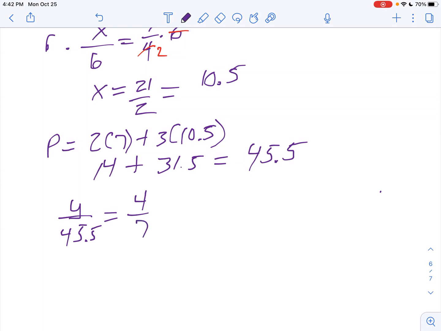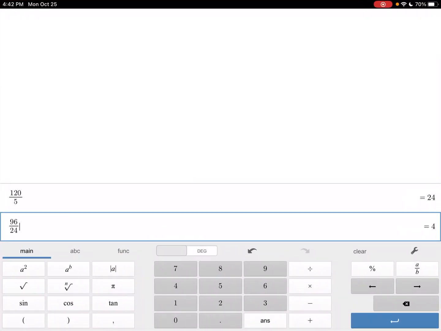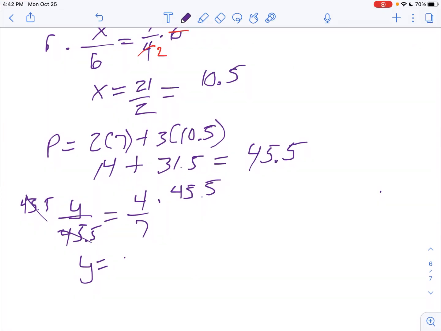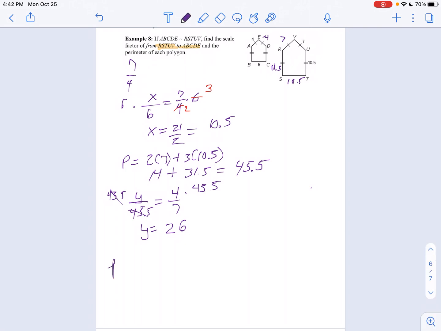Then, to solve for Y, I multiply both sides by 45.5. So Y equals 4 over 7 times 45.5. Let's use our calculator. We take 4 over 7 times 45.5 and we get 26. So the perimeter of my first shape is 26. I think I'll write that down. So we're going to say the perimeter of ABCDE is 26.